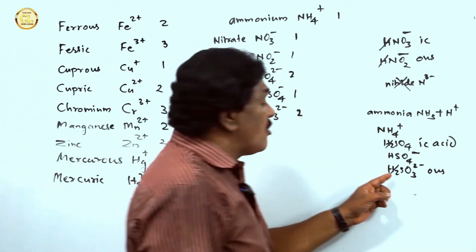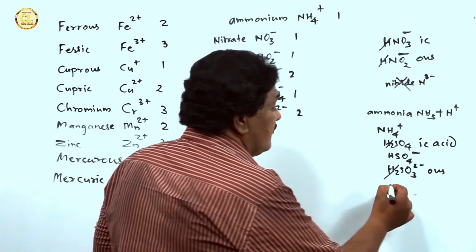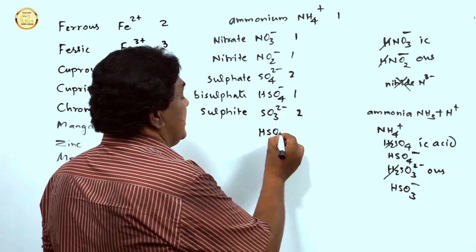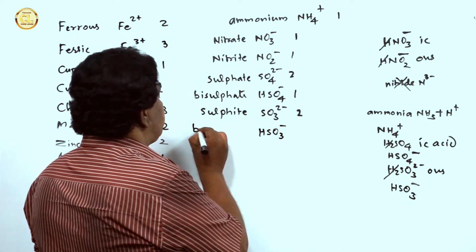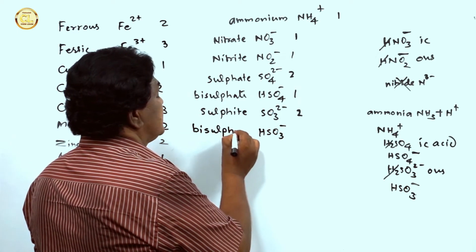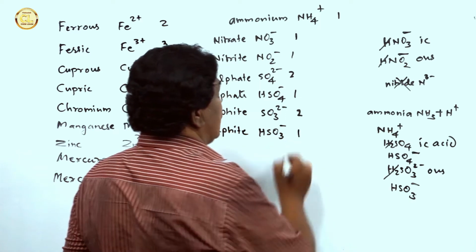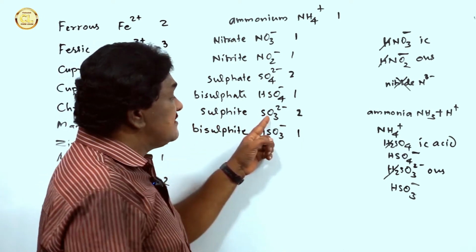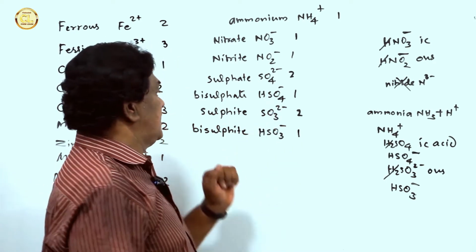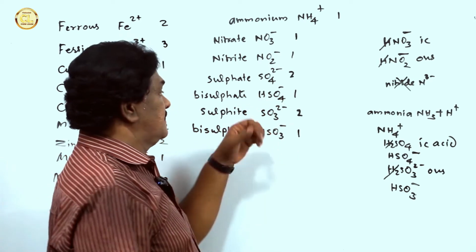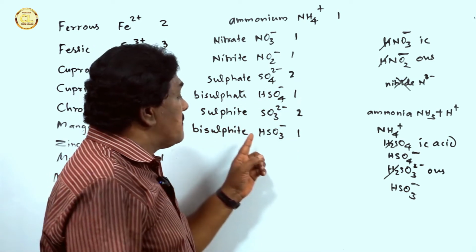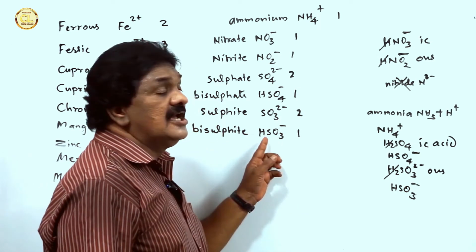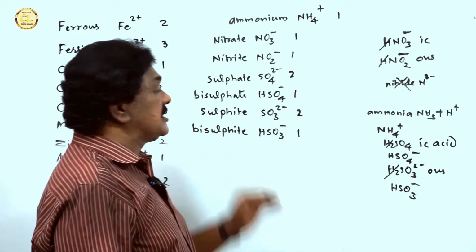If only one hydrogen ion is removed from sulfurous acid, we get HSO3 single minus. It is called bisulfite, and its valency is 1. See, this is sulfate, SO4 2 minus. This is sulfite, SO3 2 minus. This is hydrogen sulfate, HSO4 single minus. This is bisulfite, or hydrogen sulfite, HSO3 single minus.